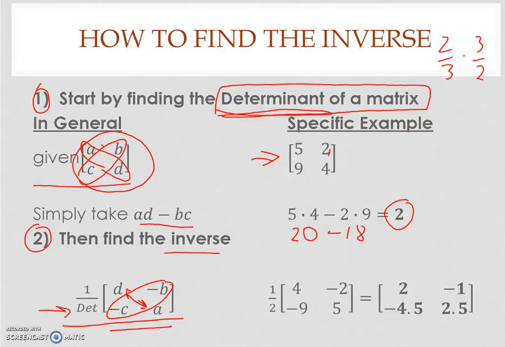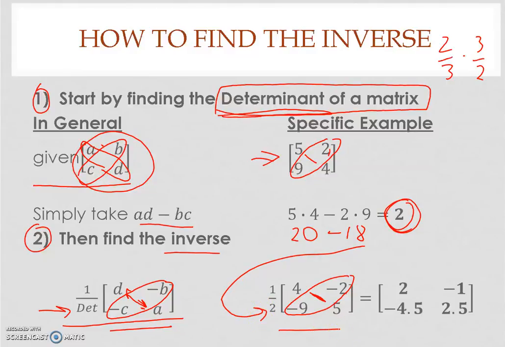So if I move over to my specific example, I had 5 and 4. Those two switch places and become 4 and 5. And here I had the 9 and the 2. Well, now it's negative 9 and negative 2. And I'm going to take 1 over my determinant. Remember, my determinant was 2. So I'm going to take 1 over 2 and multiply it times that new matrix. So when I do that, I'm going to take 1/2 times 4, which gives me 2. 1/2 times negative 2 is negative 1. 1/2 times negative 9 is negative 4.5. And 1/2 times 5 is 2.5.